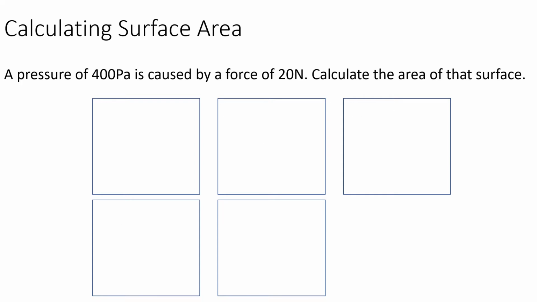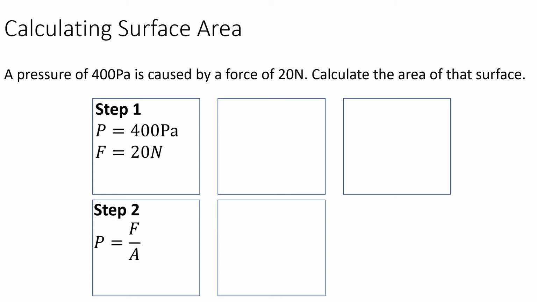Now the last rearrangement, calculating the surface area. This is very similar to the last one, but slightly harder to rearrange the equation. So a pressure of 400 pascals is caused by a force of 20 newtons. Calculate the area of that surface. So we write down what we've got. We have P equals 400 and F equals 20. They're both in SI units, so we don't need to convert.